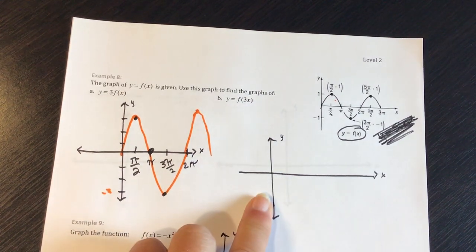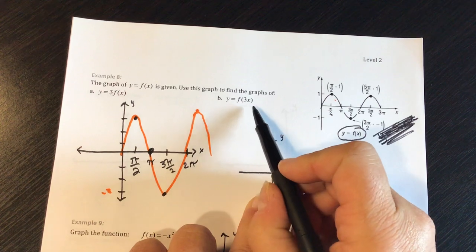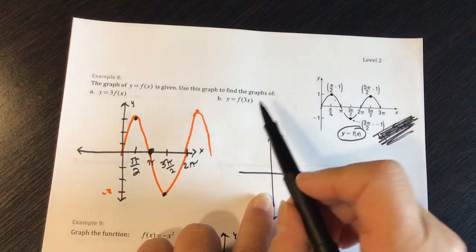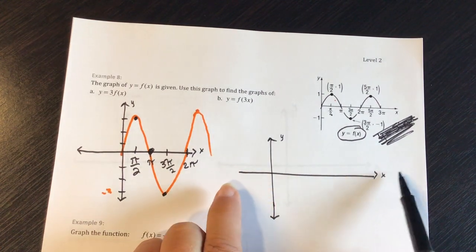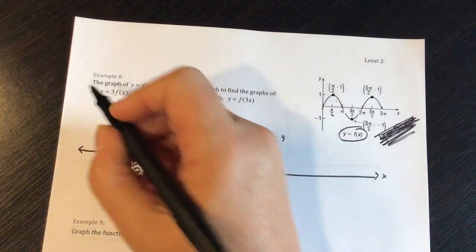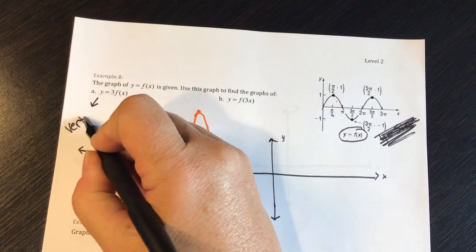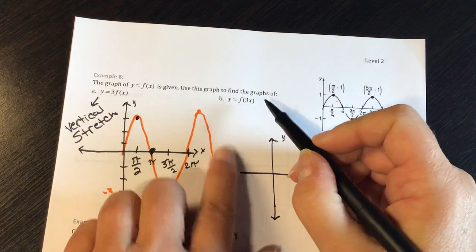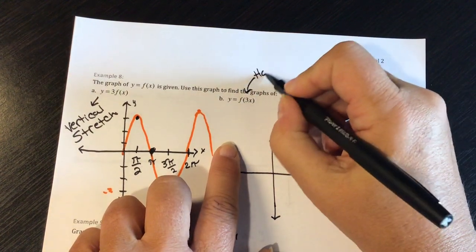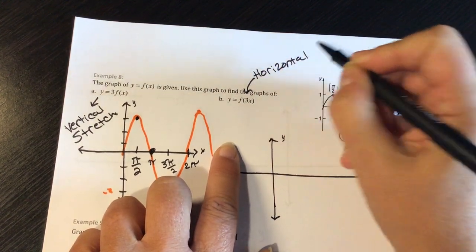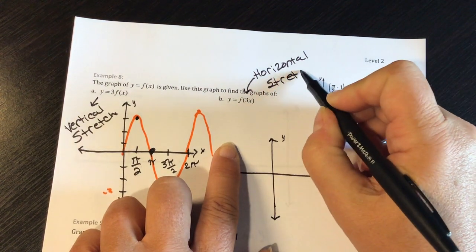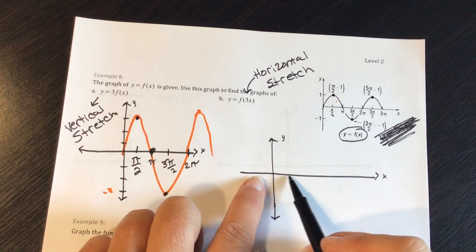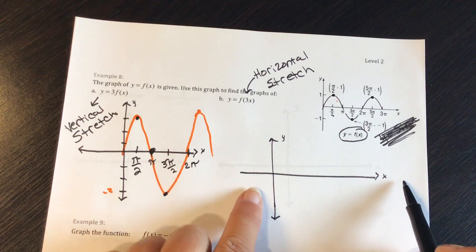If I look at the next function, notice that my 3 now is in the parentheses with x. This means I'm going to stretch it horizontally. All right, so this was a vertical stretch. And this one is going to be a horizontal stretch. Okay, so if you kind of just think, I'm going to stretch it horizontally along the x-axis.